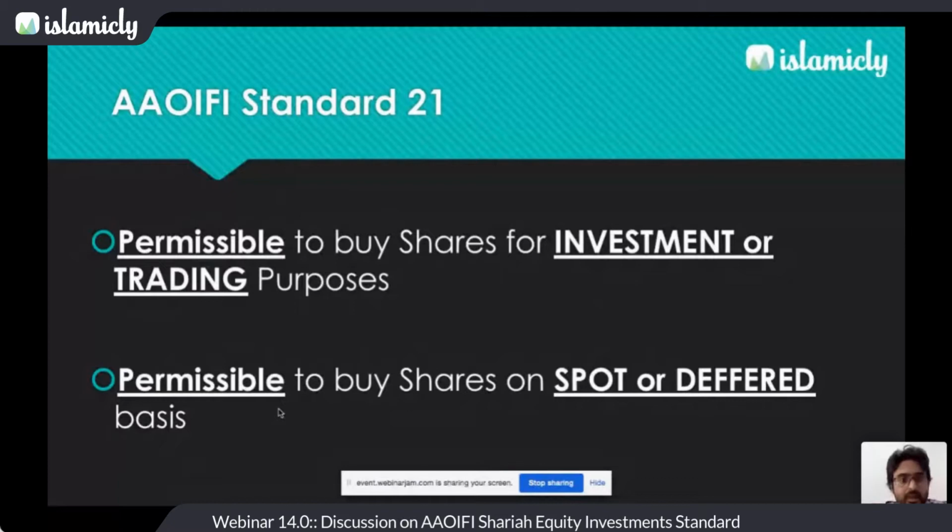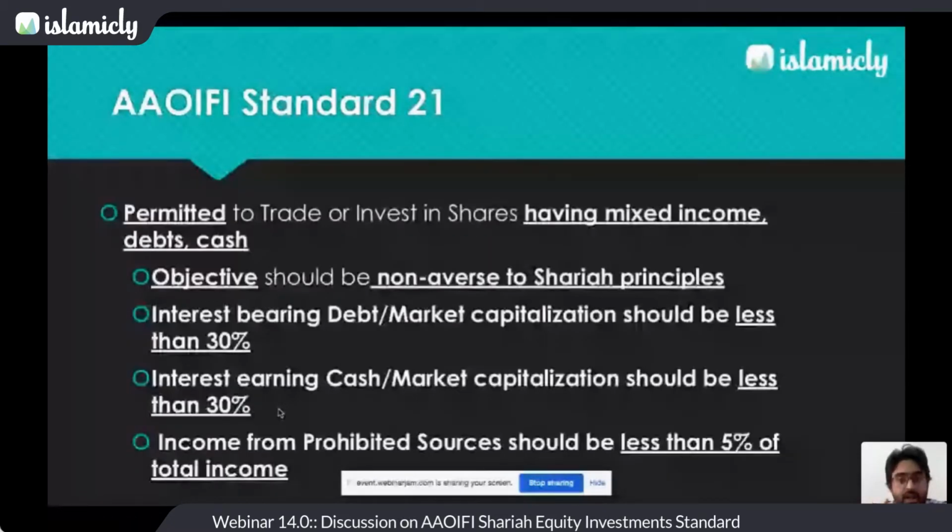Now let's look at some of the other things which AAOIFI talks about. It is permitted to trade or invest in shares having mixed income or debts or cash. The critical thing I'm trying to mention is that the AAOIFI standard clearly discusses companies which are not 100% Sharia compliant. What I mean is, the AAOIFI standard takes cognizance of companies where not all of the income is 100% halal, not all of the debt is interest-free, and not all of the cash is interest-free. It talks about companies where there's a mix of halal and non-halal debt, cash, or revenue. It clearly talks about that.